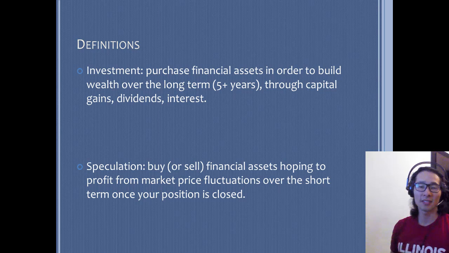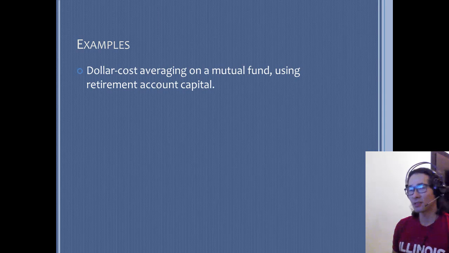So the most important idea here, guys, is when we invest, we are concerned about the long term. And when we speculate, we are concerned about the short term. To make things easier, let's see some examples. Consider this strategy: dollar cost averaging on a mutual fund using retirement account capital. What do you think this is? Is this investing or speculating?